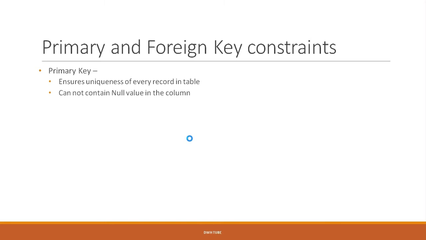Okay, so the second property is that the column cannot contain a null value. If you remember, we did not provide the not null keyword after customer number, but since we made that particular column the primary key, customer number is not going to accept null values. If you try to insert a record with a null value in customer number, it's going to throw you an error.